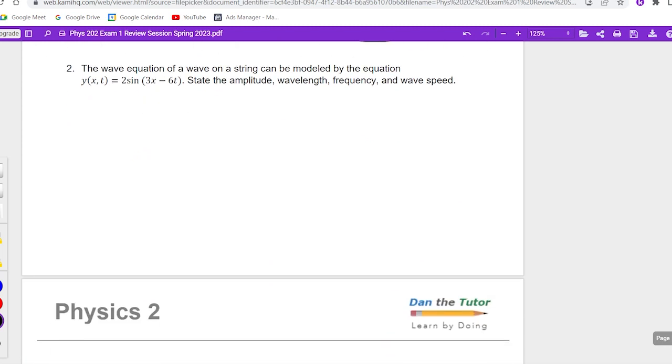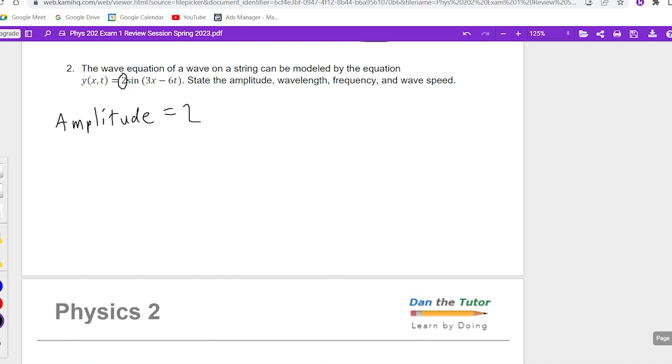Number 2, the wave equation of a wave on a string can be modeled by the equation y of x comma t equals 2 sine of 3x minus 6t. State the amplitude, wavelength, frequency, and wave speed. We can find all of those things from this wave equation. Also notice I gave you sine instead of cosine. That literally does not matter at all. The easiest thing to find is the amplitude, which is just going to be 2.